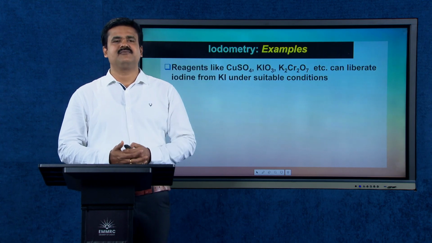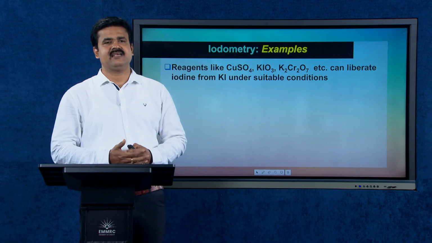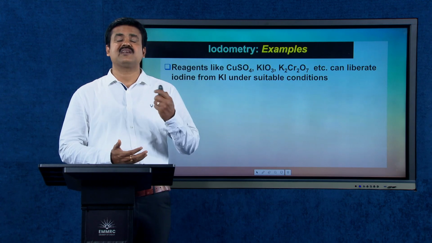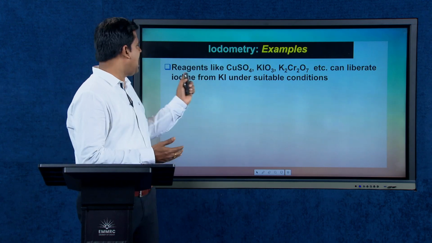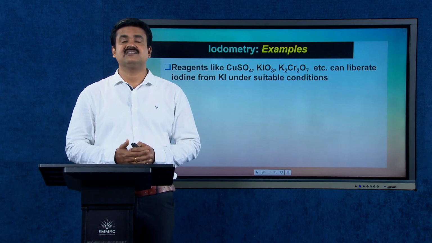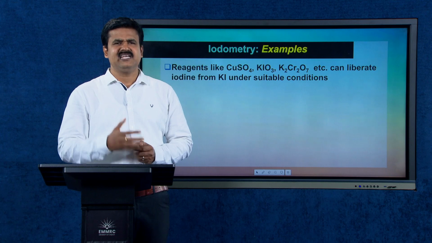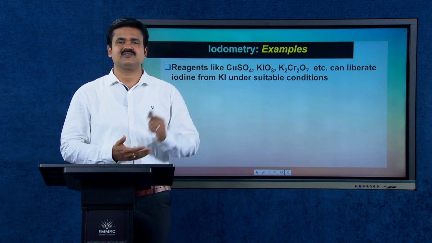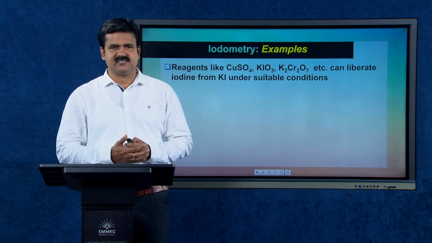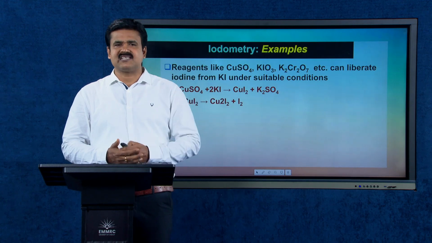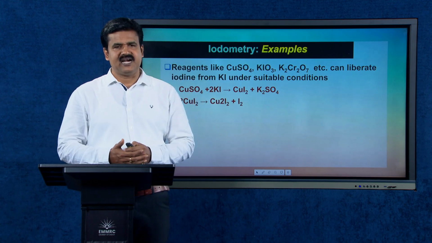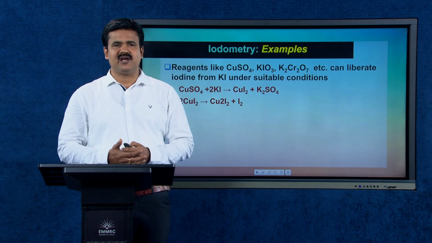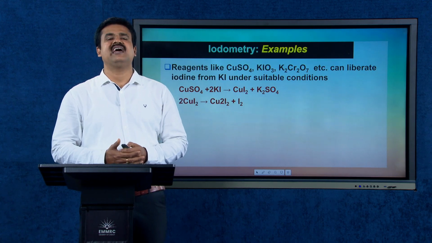Now, examples for iodometric reactions. Reagents like copper sulfate, KIO3 or potassium iodate, K2Cr2O7 or potassium dichromate, etc. can liberate iodine from potassium iodide under suitable conditions. This simply implies that it is possible to liberate iodine from potassium iodide using these kinds of reagents, but the conditions may be different. We can enter into some examples. Copper sulfate plus 2 potassium iodide gives CuI2 plus K2SO4. Two molecules of CuI2 convert to Cu2I2 and iodine is liberated.